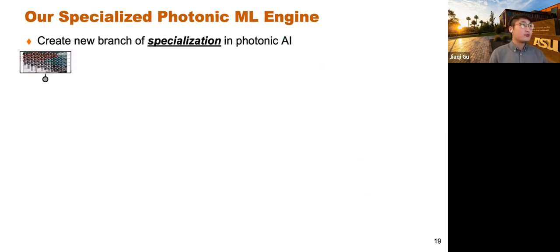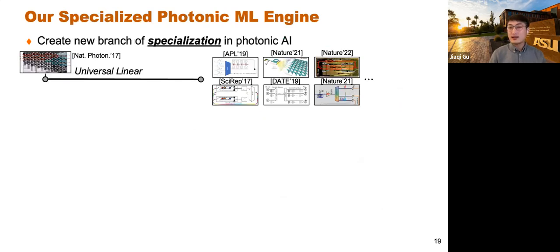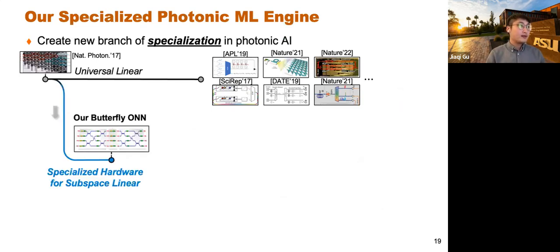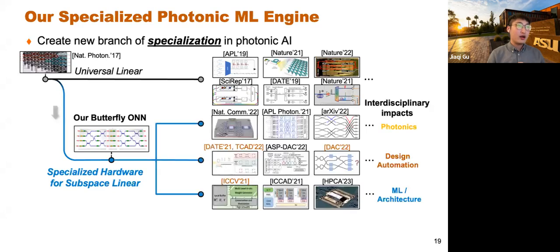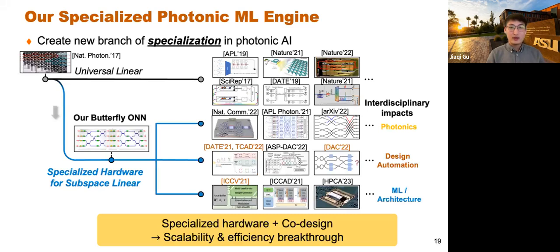So our specialized butterfly transform kind of created a new research branch for specialization in photonic AI. Previously, people only looked at different devices, different implementations for universal general matrix multiplication. And our butterfly transform looks at very efficient subspace linear operations, right, using specialized hardware. As you can see later on, there is a lot of follow-on work from the automation, machine learning, architecture, and photonics communities, looking at how to use customized structures like low-rank decomposition or other transformations to implement very efficient linear operations in the subspace. So by designing specialized hardware with hardware-software co-design, you can achieve breakthroughs in scalability and efficiency.